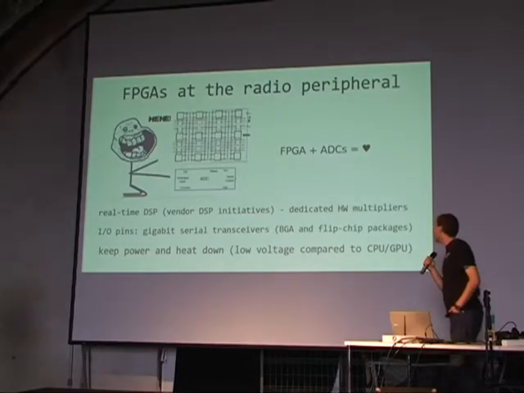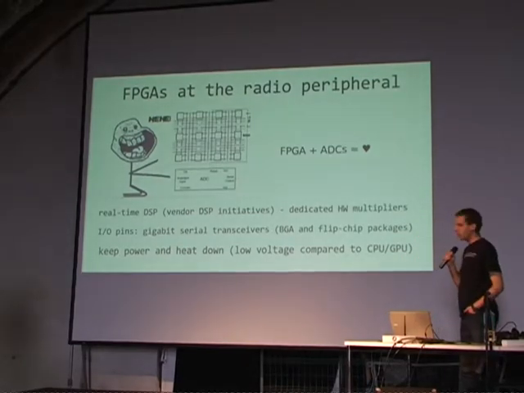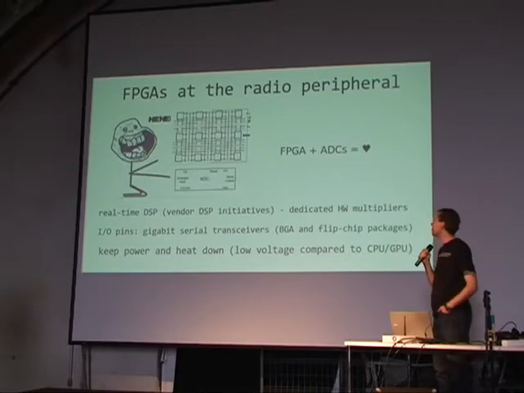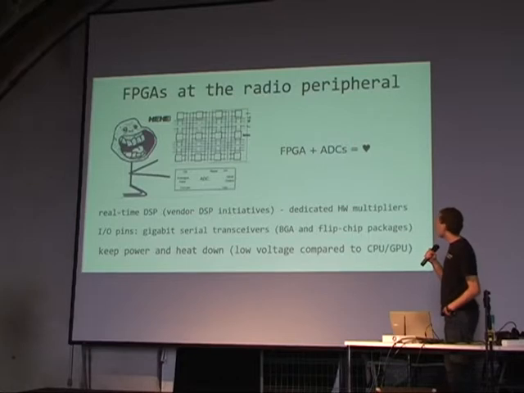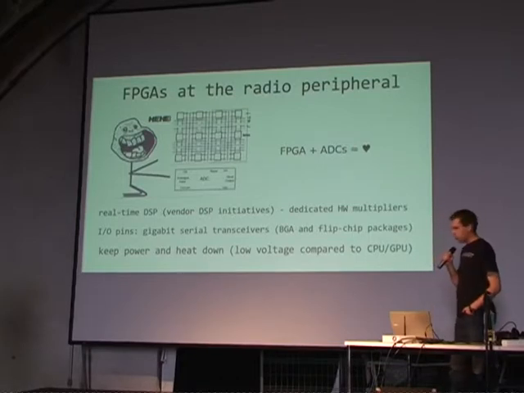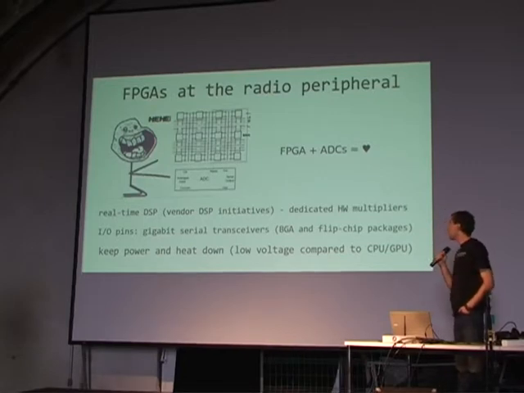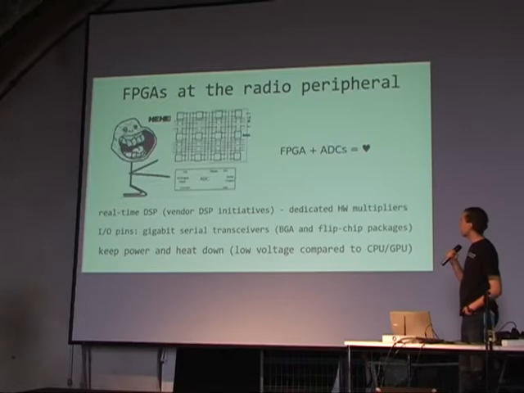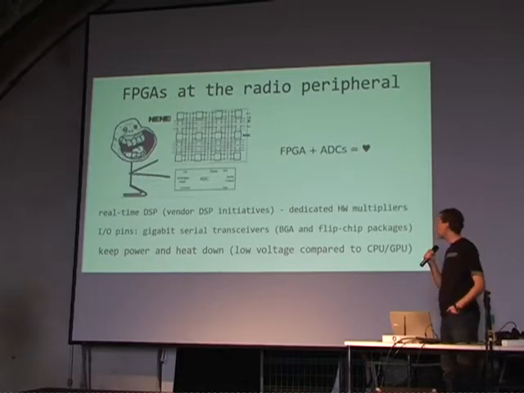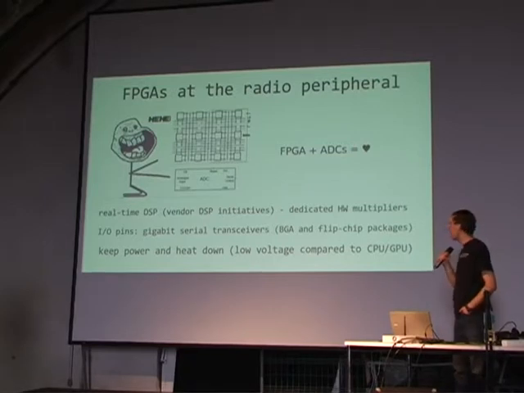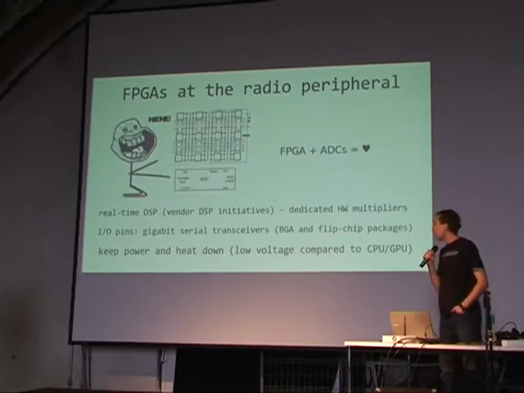All right, so what is actually working with the mentioned FPGA and the mentioned ADCs? In a USRP, we have the FPGA and the ADCs interoperating with each other. And that is pretty much the approach which there is. It's a relatively simple approach. And the FPGA allows us to do real-time DSP, which is due to vendor DSP initiatives. Not too many vendors don't have these initiatives these days. And that means we have a dedicated set of hardware multipliers in these FPGAs. And there are I/O pins.